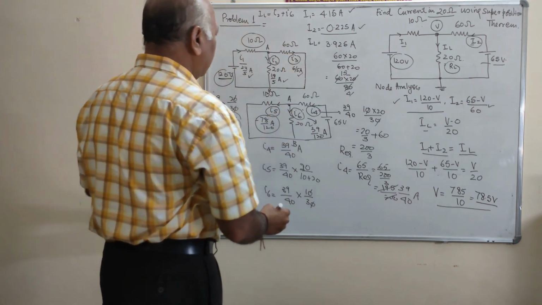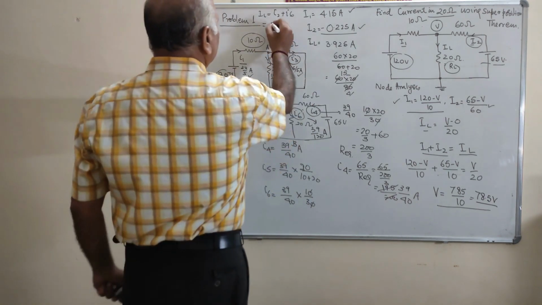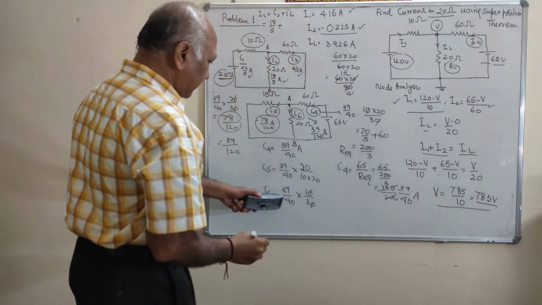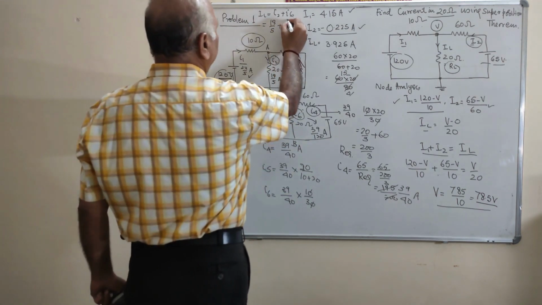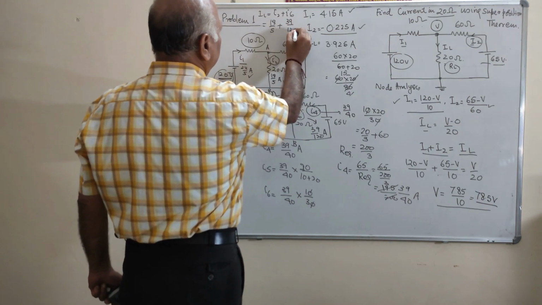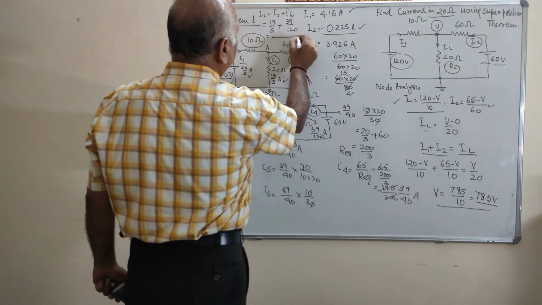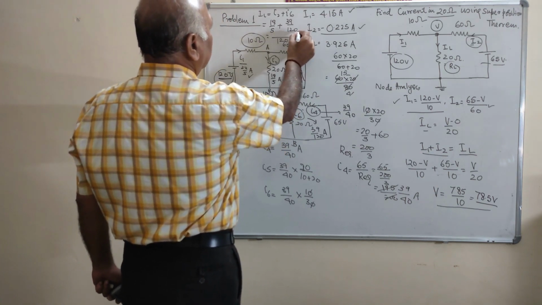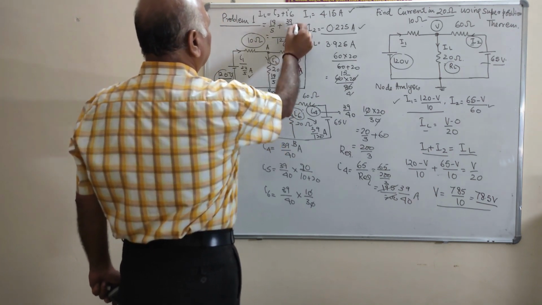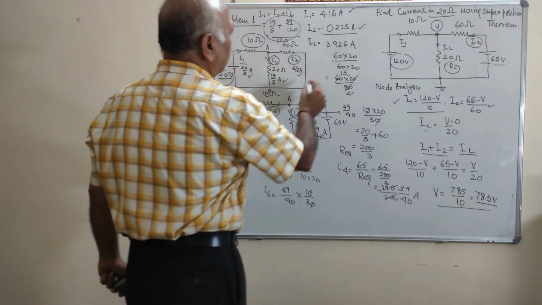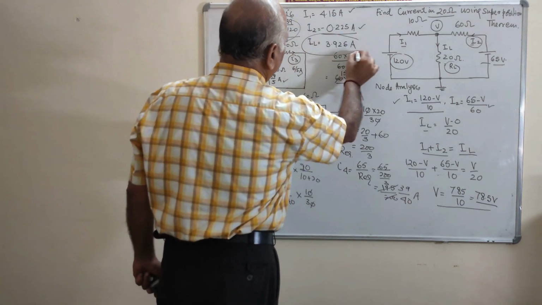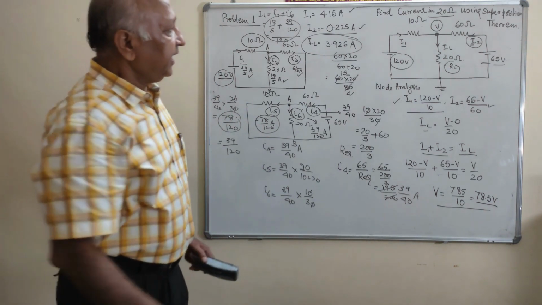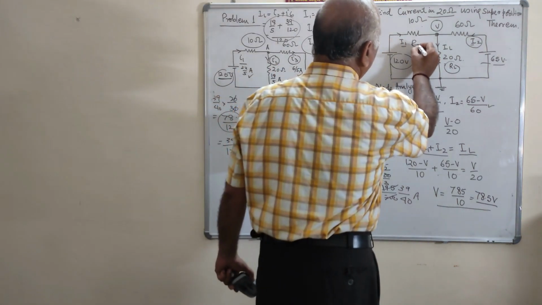What is the value of I2? That is 18 upon 5. Plus what is the value of I6? 39 upon 120. If you are taking the LCM, this is 120, 5, 24. You will solve and you will get the value of IL, that is equal to 3.925 ampere.